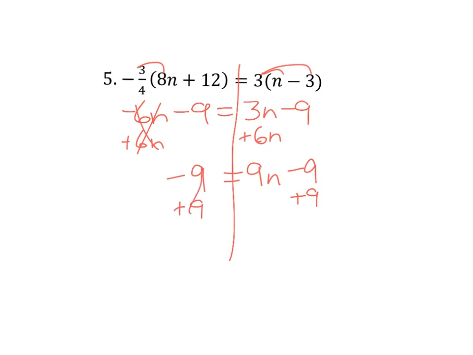And here, that's kind of a weird thing, right? -9 plus 9. If you type that into your calculator, if you just know off the top of your head, that's 0. Equals 9n. And that's really nice, because when I divide, 0 divided by anything is going to stay 0. So now I know n equals 0 for my final answer there.